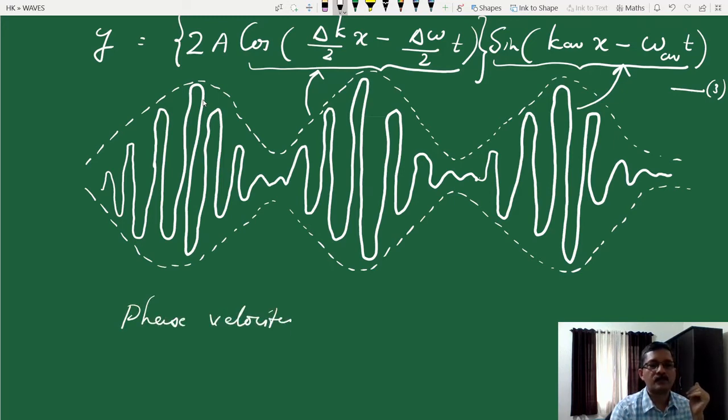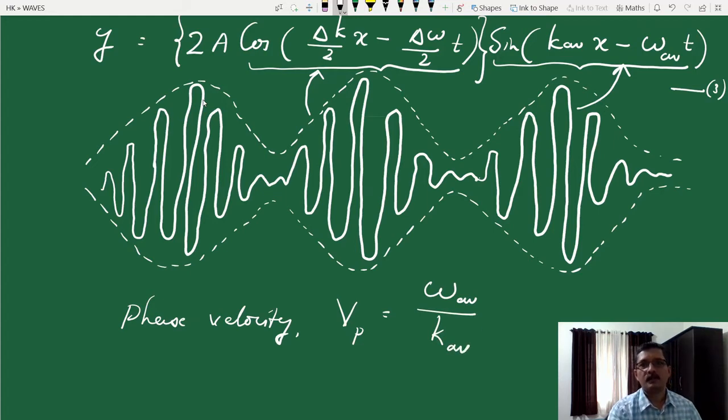Phase velocity of the resultant wave. Let me use the symbol V suffix P for phase velocity. So what is the phase velocity of the resultant wave? We know that generally phase velocity can be calculated as omega by k. Okay, so here we have omega average by k average. This is the phase velocity of the resultant wave.